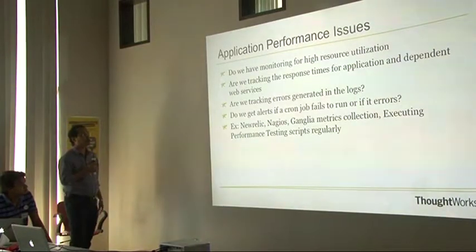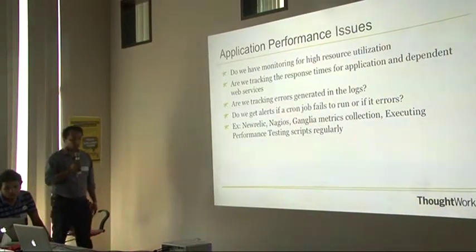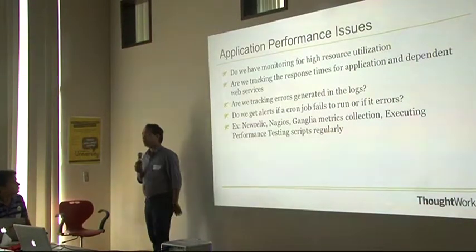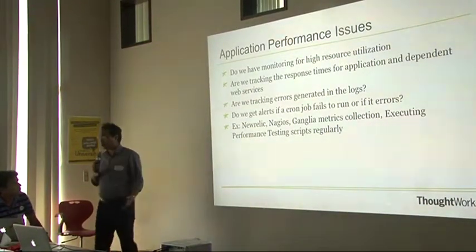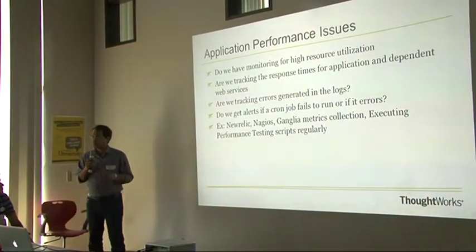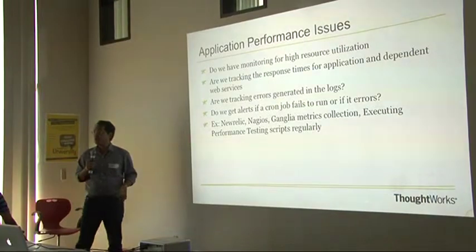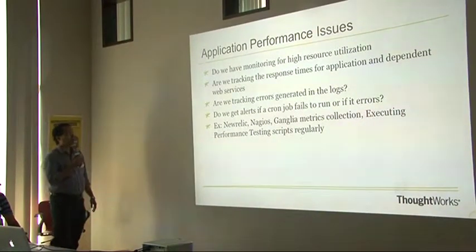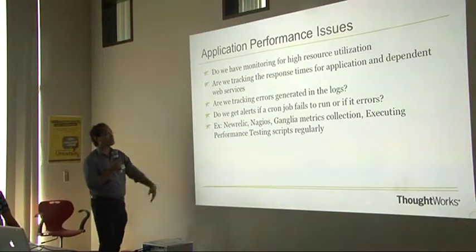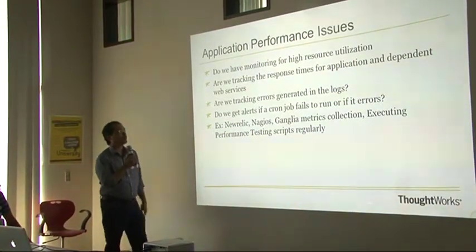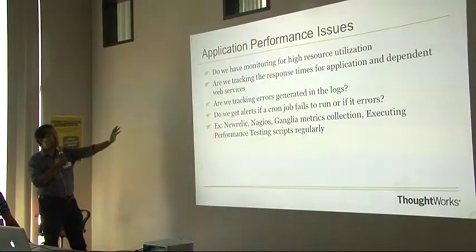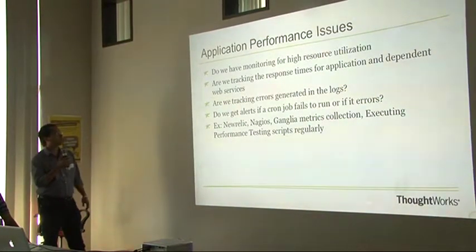Moving on, another thing could be application performance. What happens if on production your CPU usage really shoots up, or memory or network? How does the application react? Does it just crash? Do you have anything accounted for it? Some of the tools that you could use are Nagios and Ganglia, for monitoring these metrics and reporting the errors.